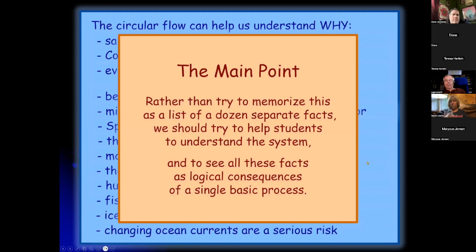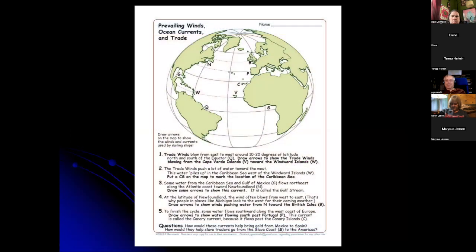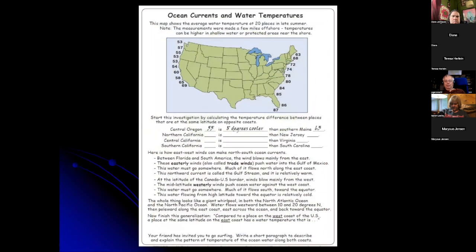Now, the main point was, rather than try to memorize all of this as a dozen separate facts, we should help students understand the system and see that the facts are logical consequences of a real simple process. So, like I said, we've got a couple different printed activities and a PowerPoint to support that.